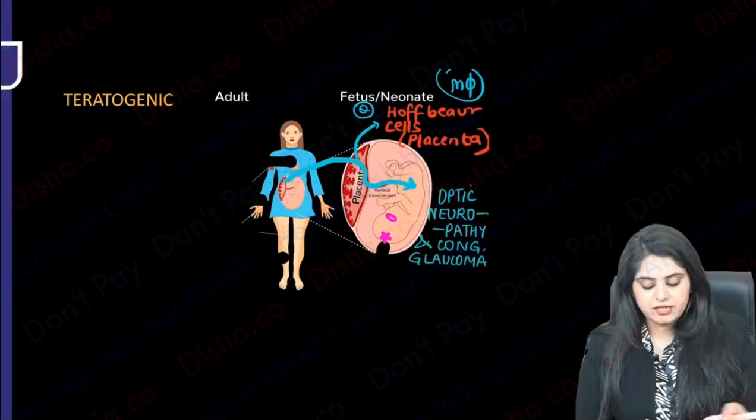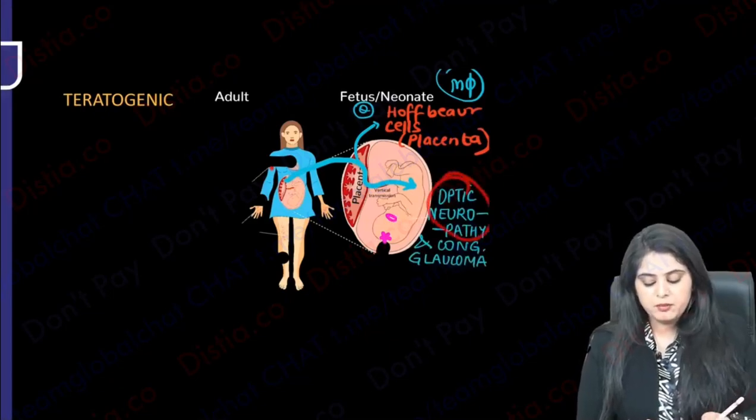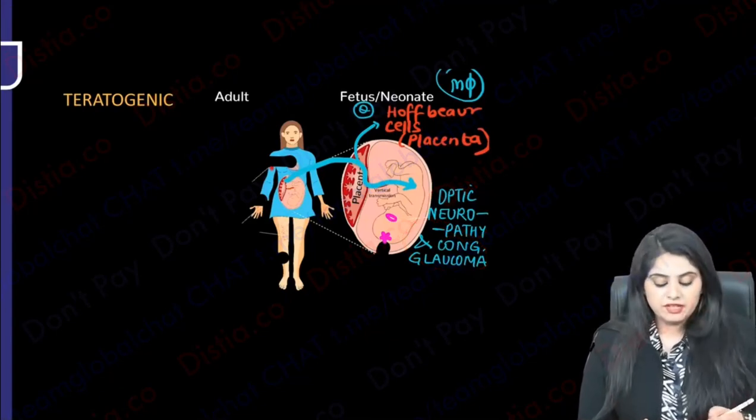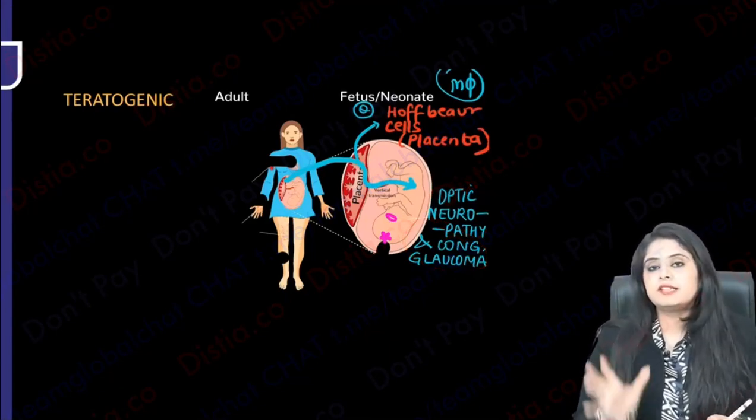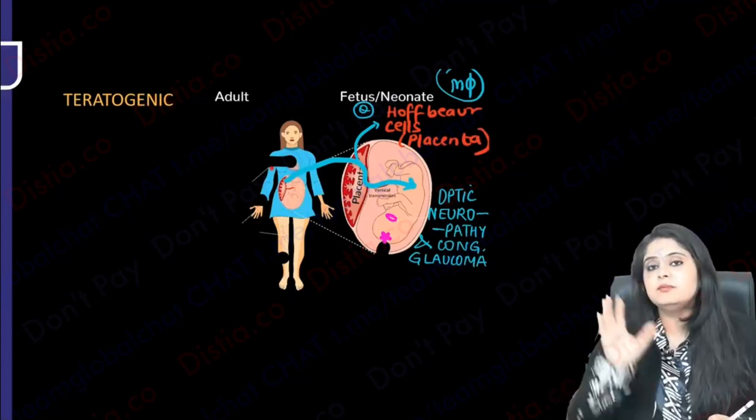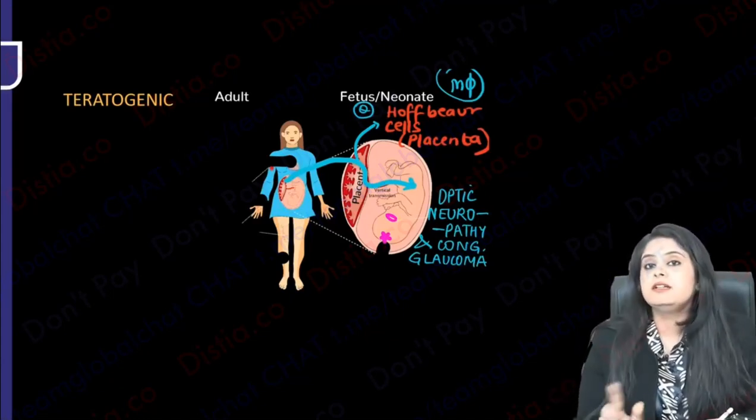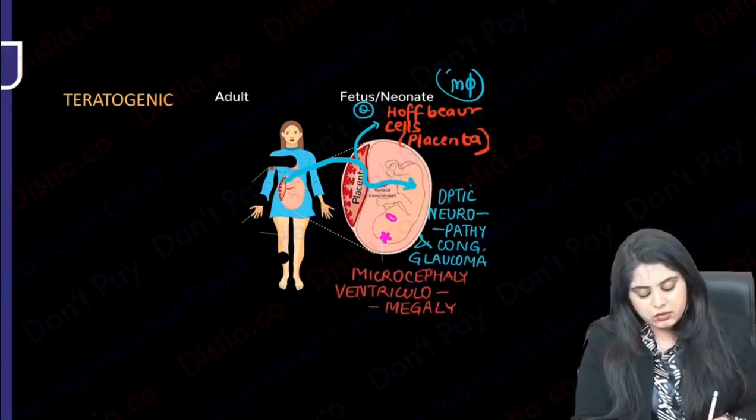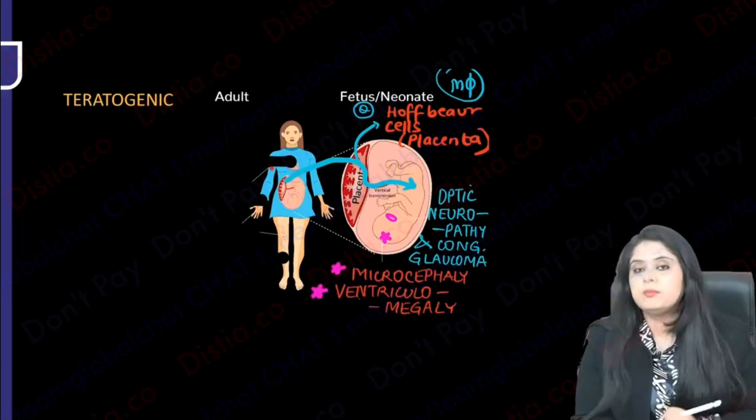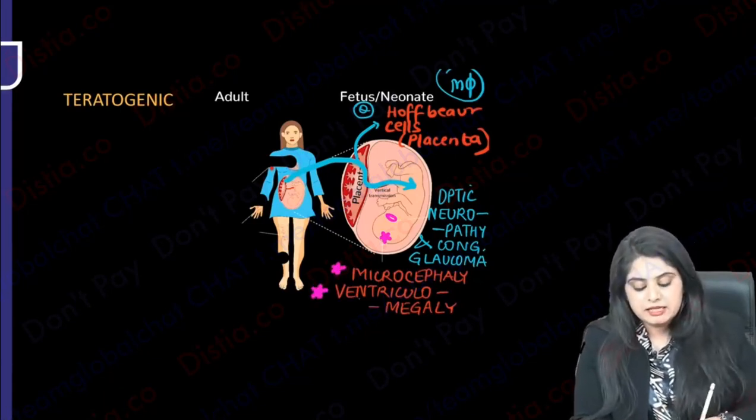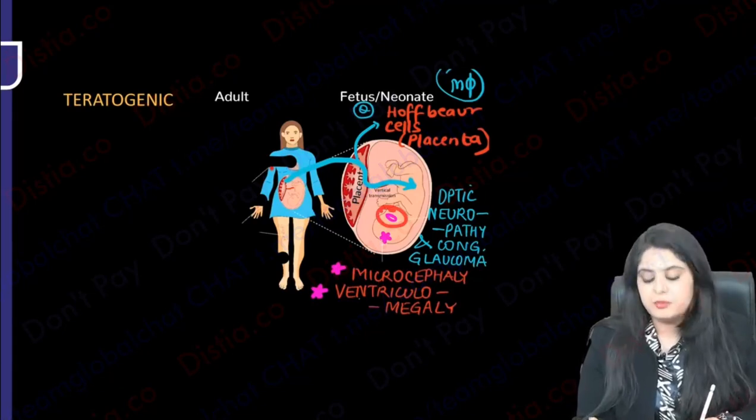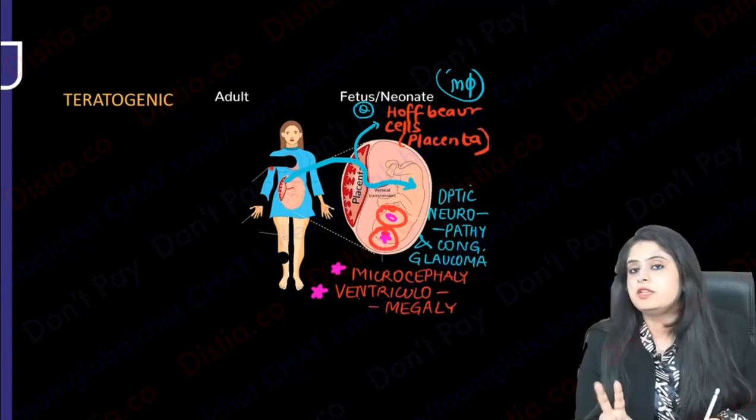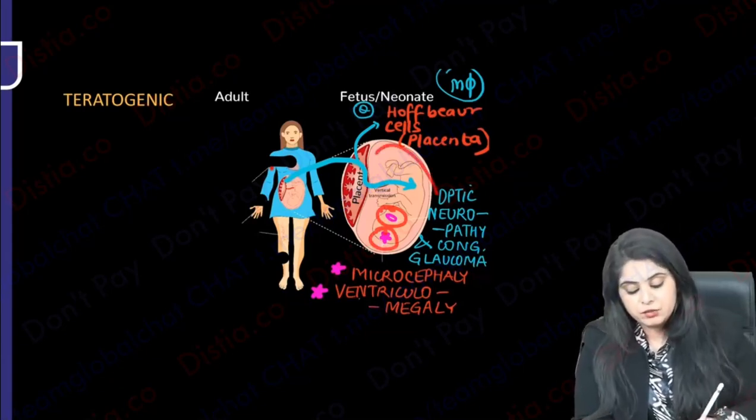So in the eyes, this child is going to have optic nerve problem and glaucoma. So optic neuropathy and congenital glaucoma. Whereas what is it in the brain? The size is going to be smaller, skull, microcephaly, but ventricles are bigger, ventriculomegaly. So remember, there is going to be microcephaly and ventriculomegaly noted over here. Repeating, there are two things in the eyes, optic neuropathy and congenital glaucoma. Two things in the brain, microcephaly and ventriculomegaly. This is what the child has.